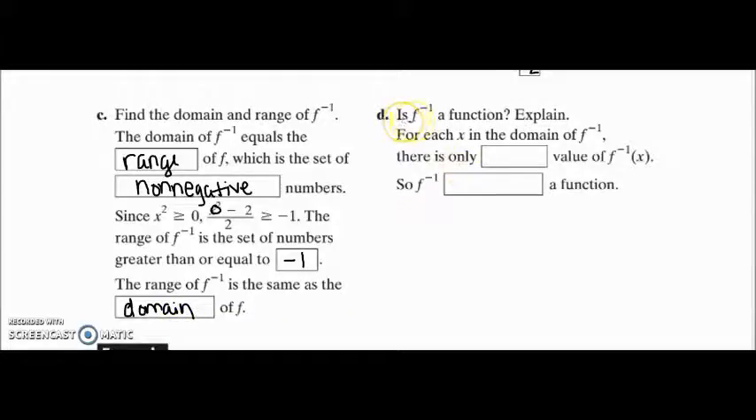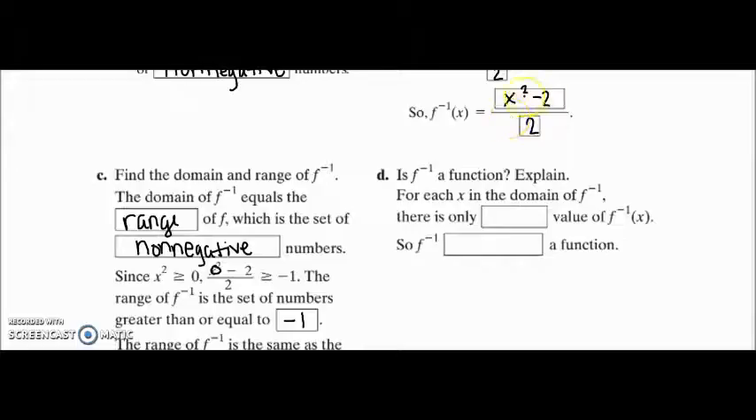All right, so finally, is the inverse a function? So for each x in the domain of this, there's only one value. If I put a 0 in here, 0 minus 2 divided by 2, that's negative 1. If I put in a 1, 1 minus 2 over 2, which is negative 1/2. Whatever I put in for x, there's only one output. So this inverse is a function.